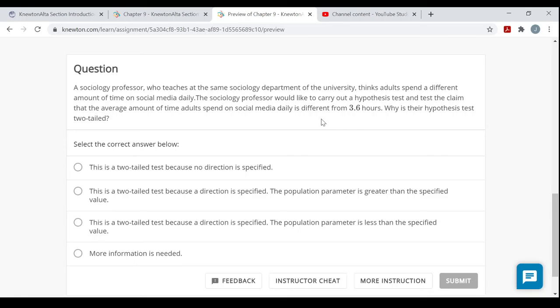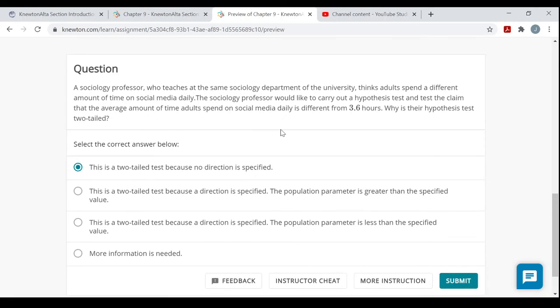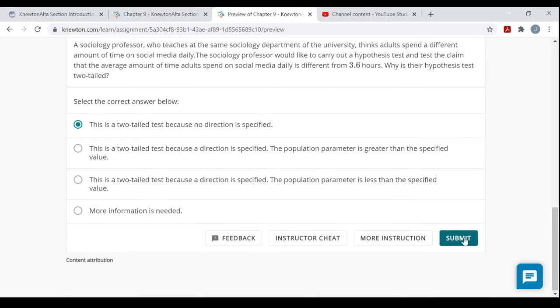So it can be on either side. That's why it's two-tailed, because no direction is specified. Not greater than, not less than. When no direction is specified, it's two-tailed. Now, if they said greater than, it'd be right-tailed. If they said less than, it'd be left-tailed. But different from is neither. Neither direction is specified, so it can be on either side.